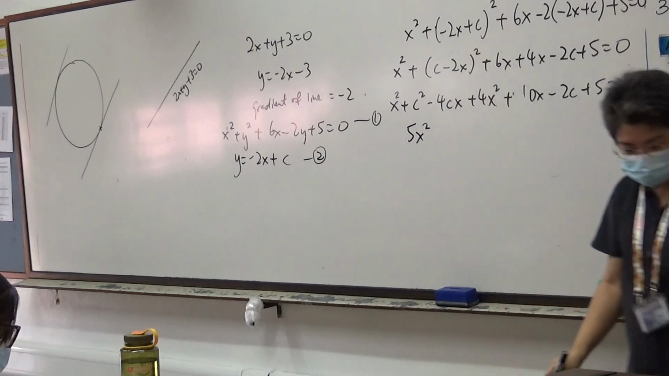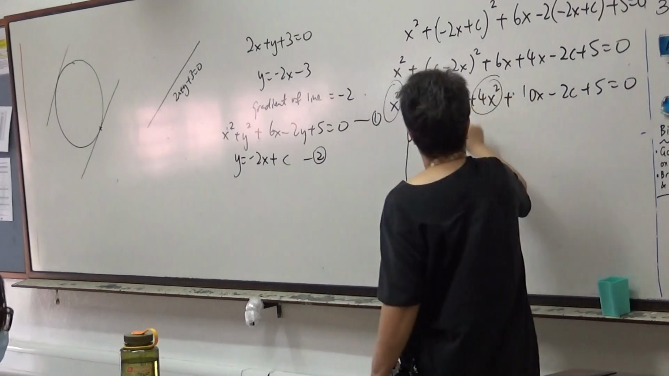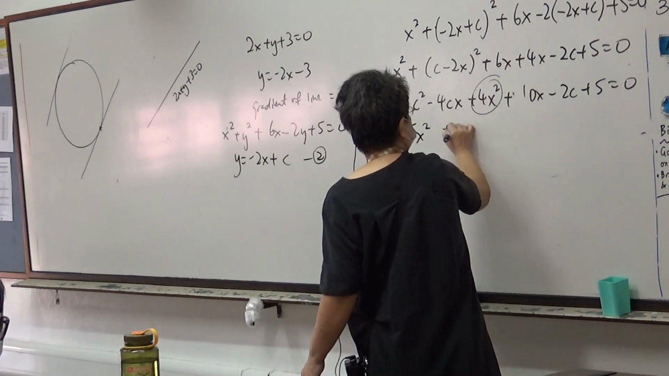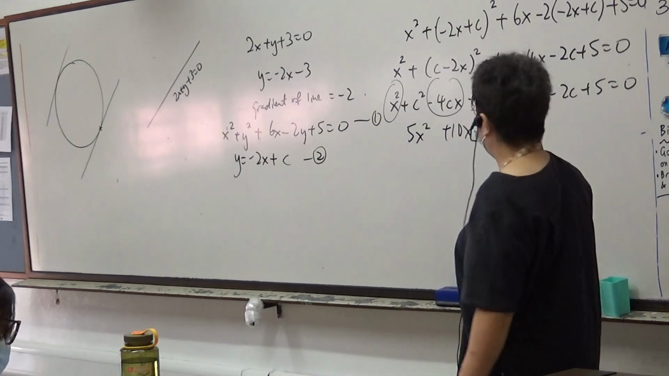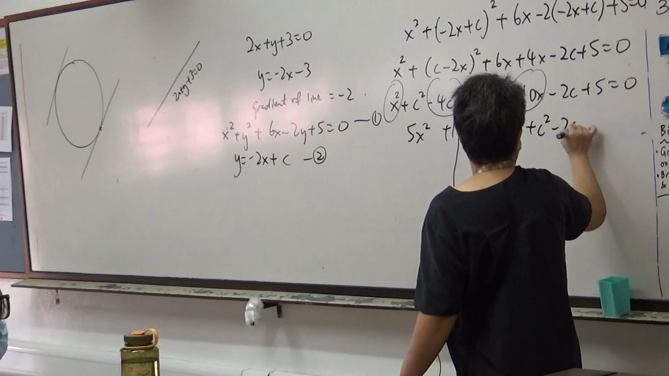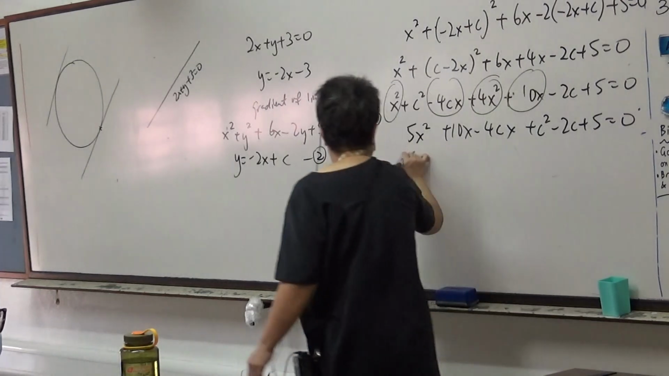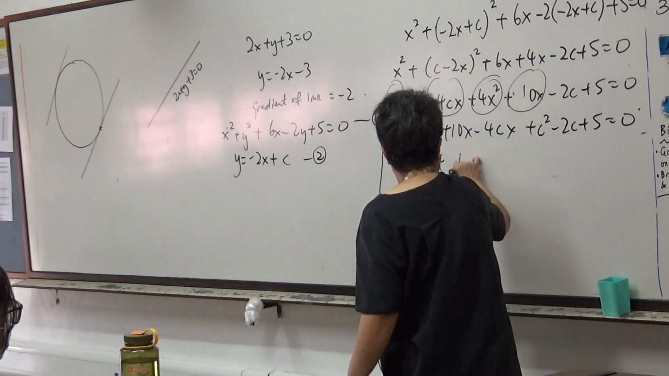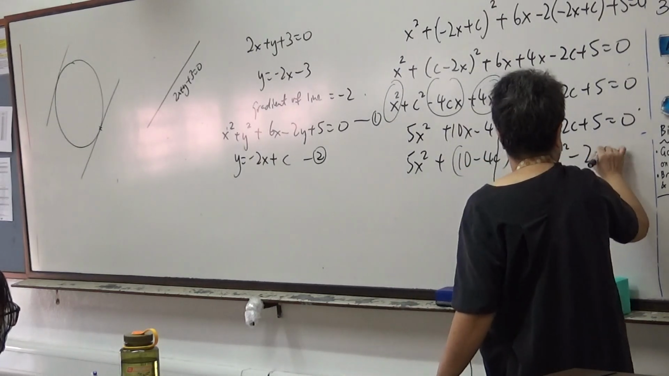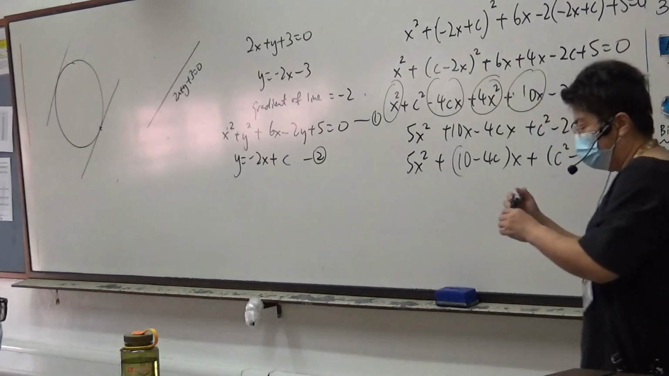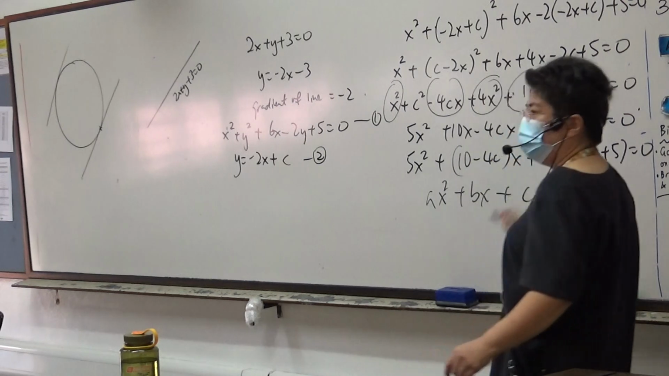5x squared, right? Do you agree it's 5 squared? Then I group all the x together. So x squared is done. I group all the x together, plus 10x minus 4cx. So this is done already, right? Okay, then I have a c squared minus 2c plus 5 equals to 0. Can you see? Okay, now what's my a here? I factorize out 10 minus 4cx plus this. Do you agree that this is ax squared plus bx plus c equals to 0?